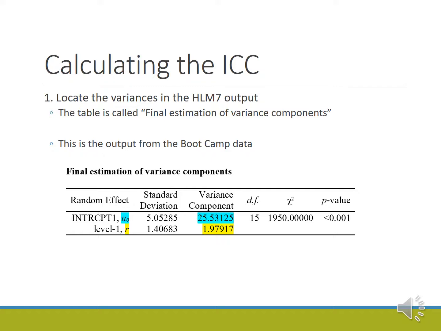Here you see I've already highlighted in yellow the level 1 variance, and it says level 1 down there in the output, and then it says R, the same R that we use in the equation. And then I've highlighted in turquoise the U0, which we label as U0j in the formula, and it's labeled here intercept. And then I've highlighted the variance component. One thing that makes this sometimes a little bit error prone is that people take the number that's right next to the U and the R, so they copy the standard deviation, and that's not correct. We need the variances, so make sure that you're pulling the numbers from the variance component part of the table.